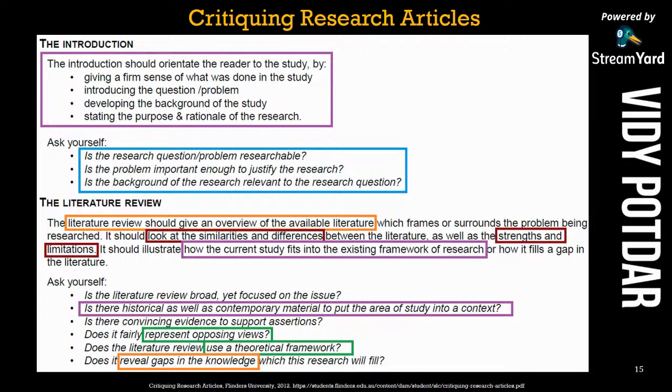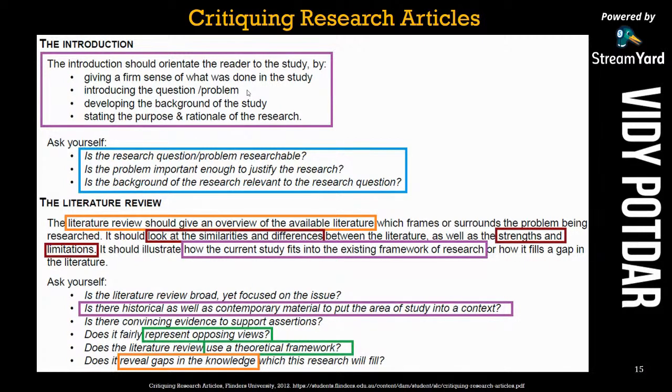When I'm reading the introduction, it should tell the reader what the main theme of the paper is. It should give a sense of what the study is. It should introduce the question or the research problem. They should provide some development or background study and state the purpose and the rationale.